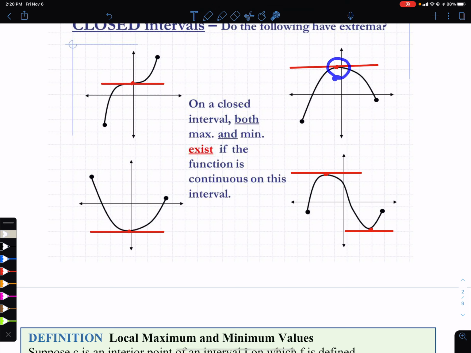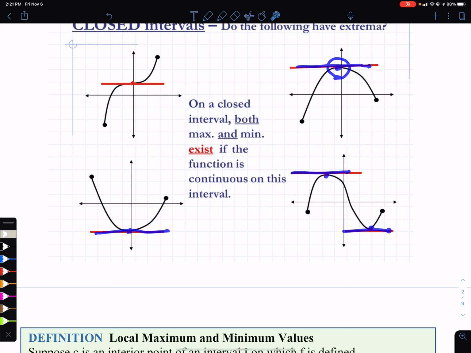That is a relative max right there. But you'll notice the tangent line has a slope of 0, therefore the derivative is 0. That's a relative min, but the slope of the tangent line is 0. So therefore it's a critical point. Here, slope 0, derivative is 0, critical point.